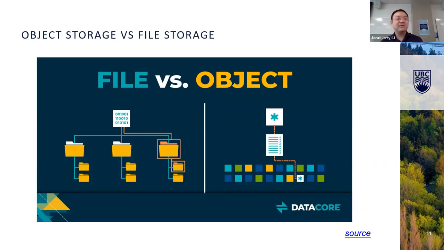I mentioned that Chinook is so-called object storage, which is quite different from file storage. File storage is what you usually see on your laptop, in, for example, Sockeye high performance computing, or your personal computer, regardless of whether it's a Mac, Windows or Linux. The difference is that file storage, shown on the left panel, is a hierarchical folder structure. You have a main folder, and under it you have folders 1, 2, 3, and under each folder you may have more subfolders.